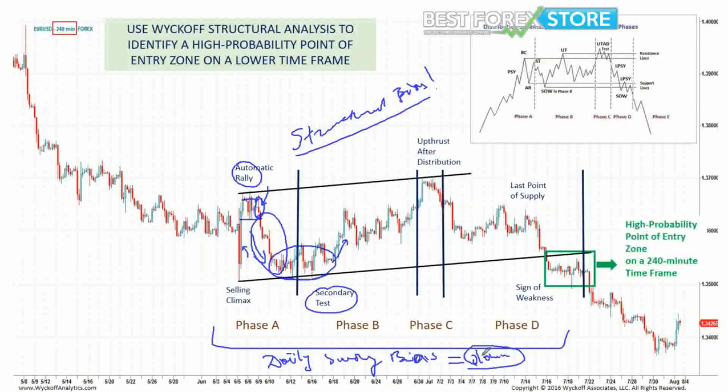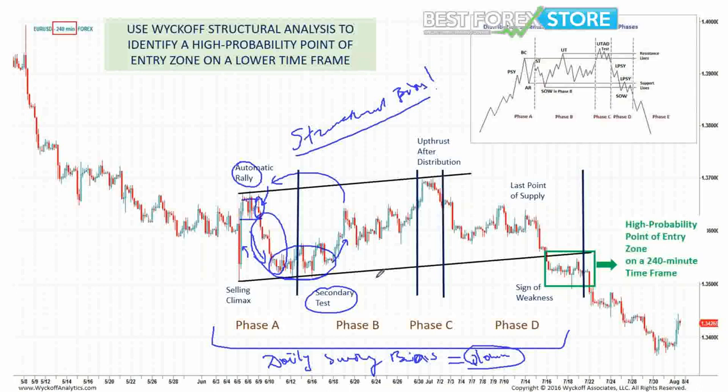Still down. Still down, but what's the structural bias? Up. Up, yeah. So we have this mix, right? Structural is up because we experienced a secondary test in B, and we are waiting for the test of the automatic rally, and yet the daily swing is down. So here you could have a different sizing.